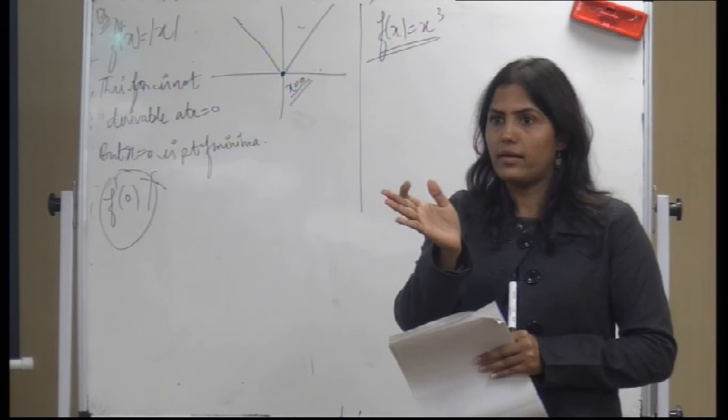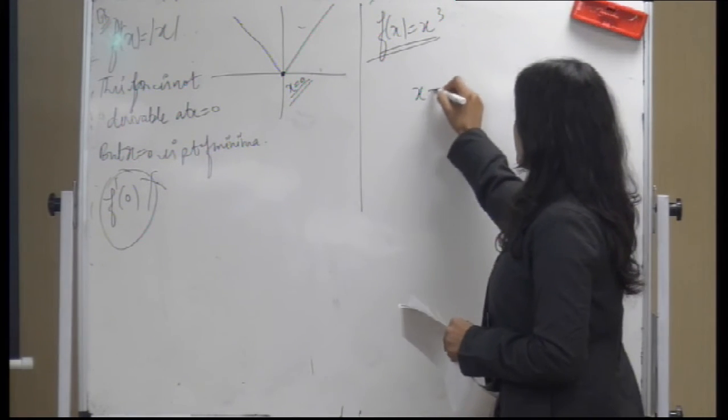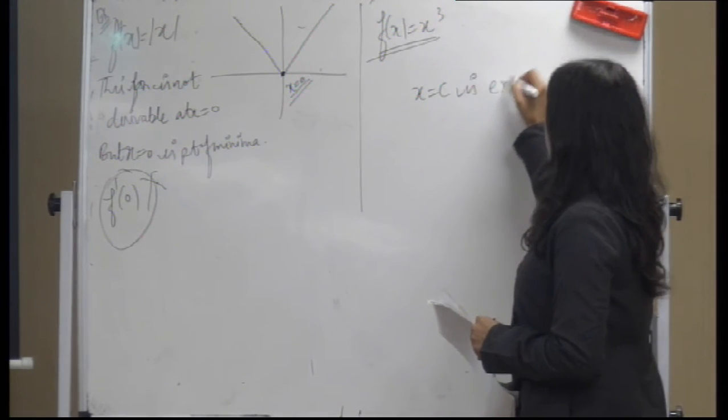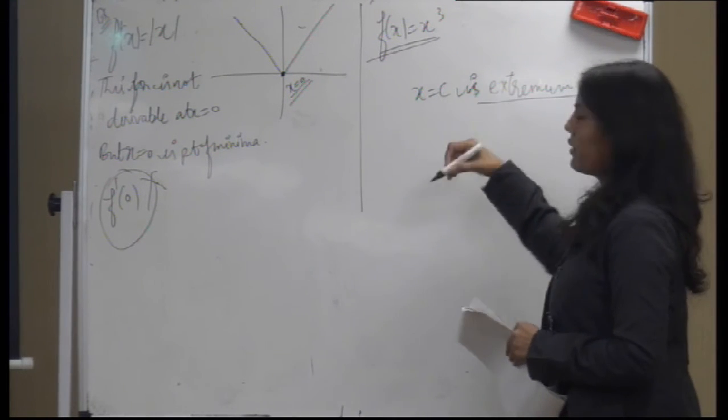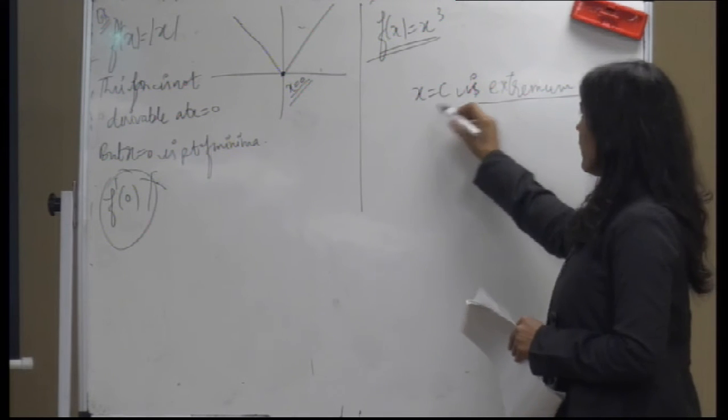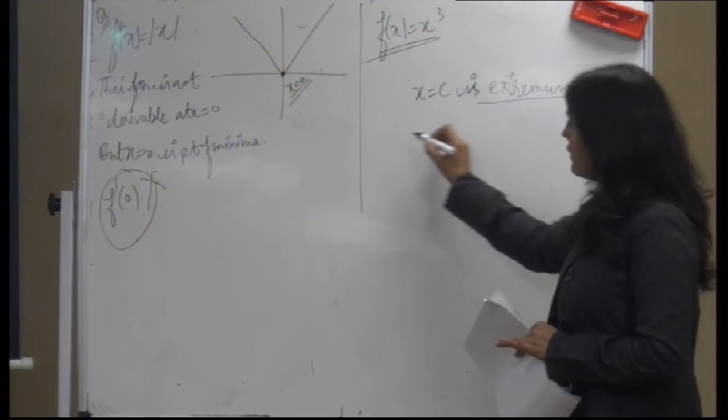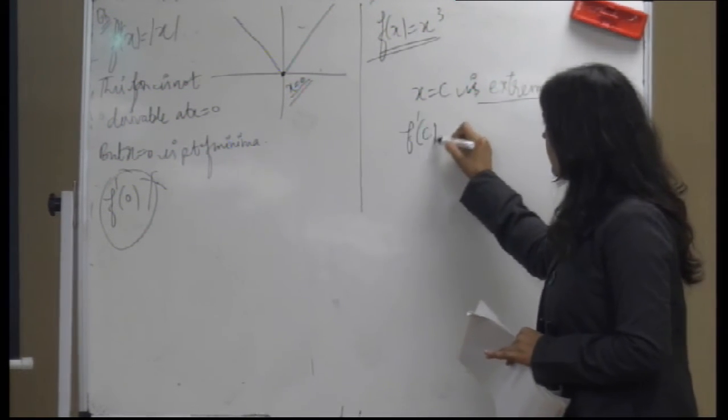Are you getting it? If you know x equal to c is an extremum value, I'll give you in written also. I thought that you are getting it, so no need to give in written. x equal to c is an extremum value. Then 100% this is the case.